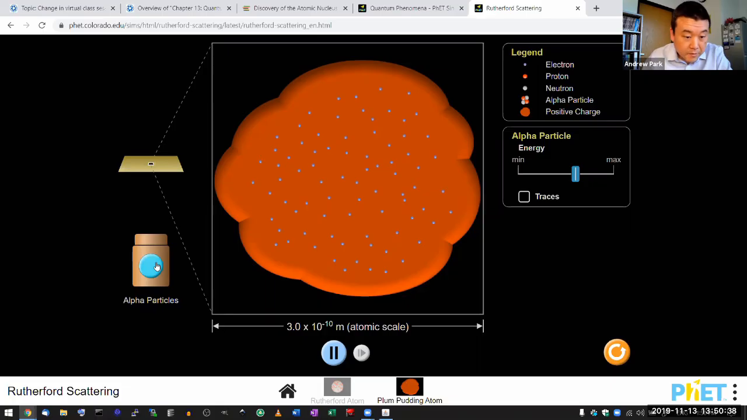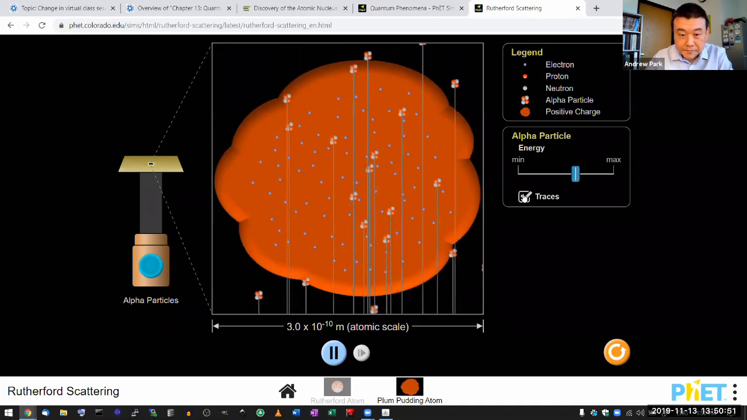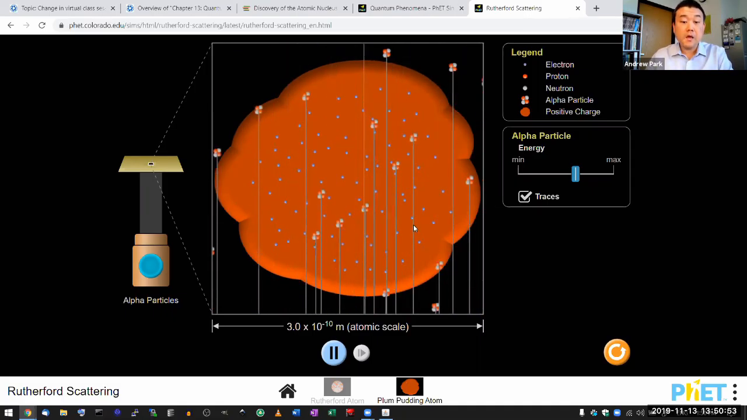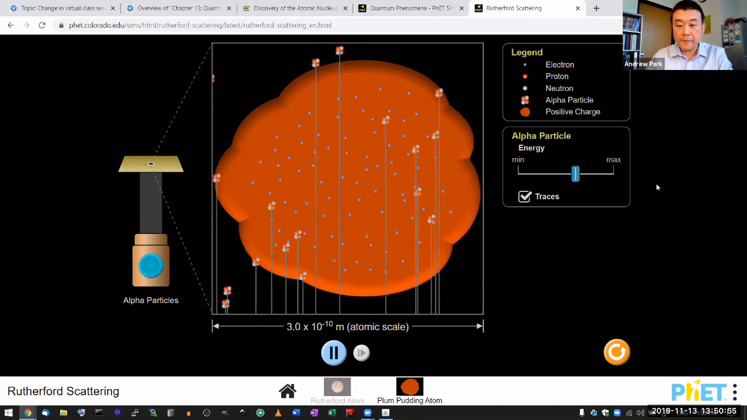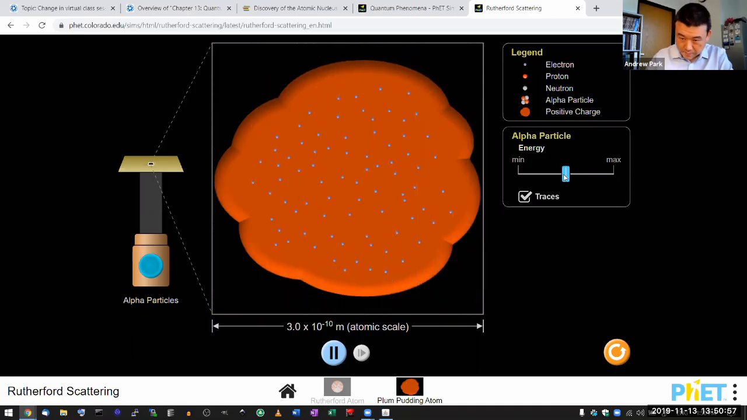Let's see what happens when we fire it. Wait, I can't do this one at a time. All right, well, that's what you would expect to see. Can I do traces? Yeah. Because these alpha particles have so much energy, let me see what happens if I try to have super low energy.